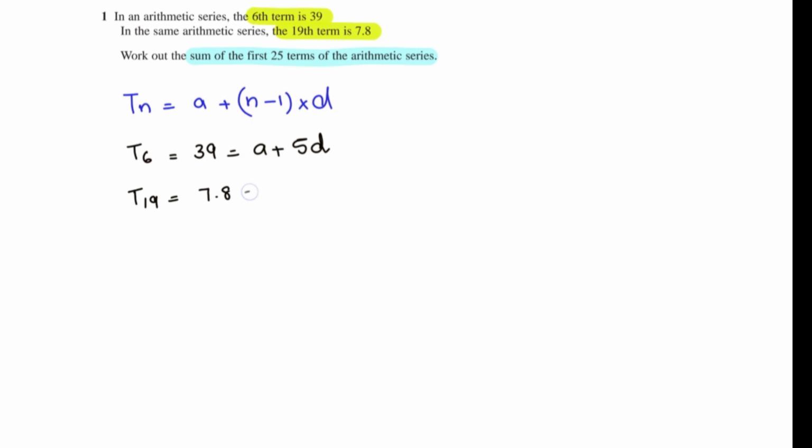Okay, so first of all, we know that the formula for Tn is equal to a plus (n minus 1) into d. Now let's substitute the values. First of all, I'm going to substitute the value for the sixth term. The sixth term is equal to 39, that is equal to a plus 5d. And when we talk about the 19th term, it is 7.8, that is a plus 18d.